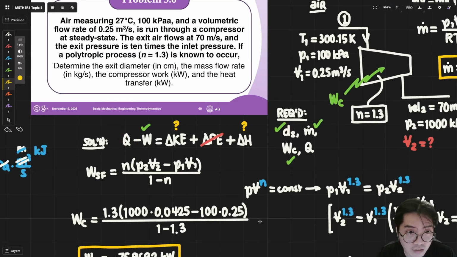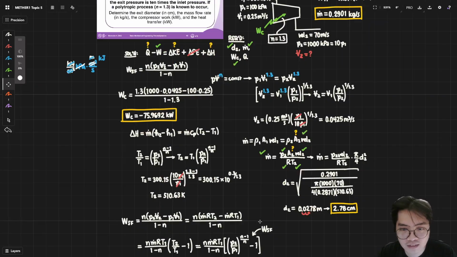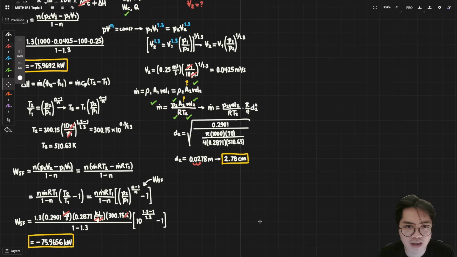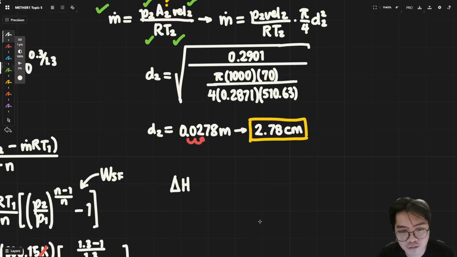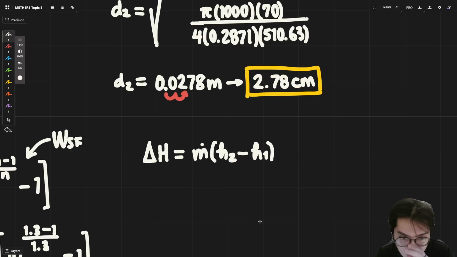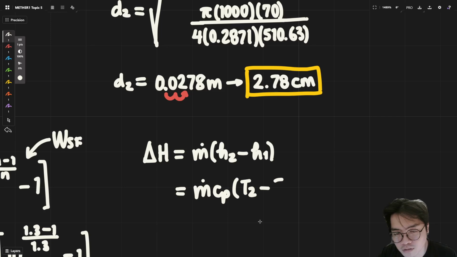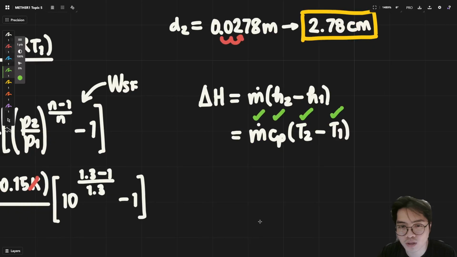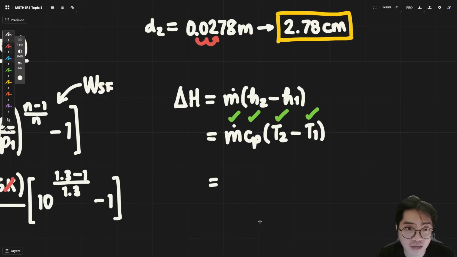How are you going to get your Q? Well, we need your delta H. Have we gotten our delta H yet? Oh, not yet, right? Okay, we can find our delta H. Delta H is just going to be m dot times H2 minus H1, but again, we don't care about this because we are looking at an ideal gas. We can just turn it into m dot times Cp times T2 minus T1. In this case, we already have a value of m dot. We know the Cp of air, and we know T2 and T1. We can solve for a value of delta H.